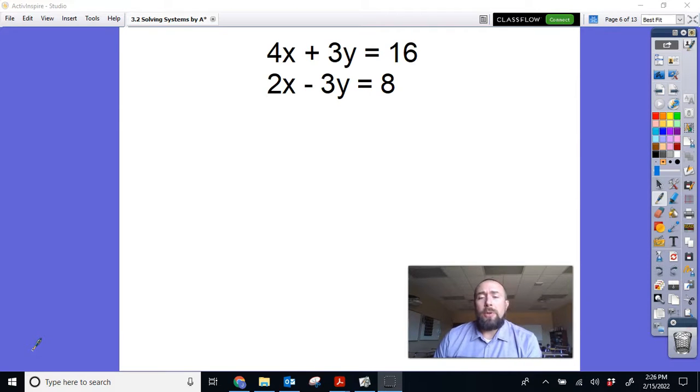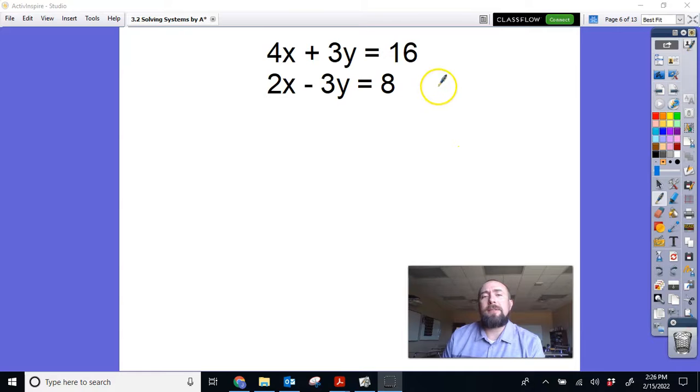Some teachers do call this the elimination method. Some teachers and some textbooks get a little bit more precise and call it the linear combinations method. I really don't care what you call it, but I will tell you that typically I call it the addition method, because that's what my Algebra 1 teacher and my Algebra 2 teacher called it. So you'll hear me say the addition method most of the time.